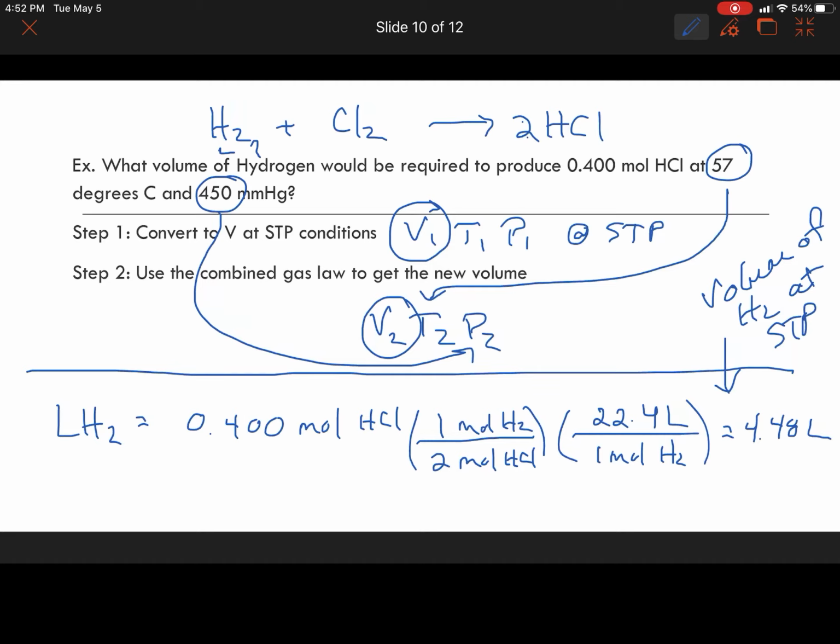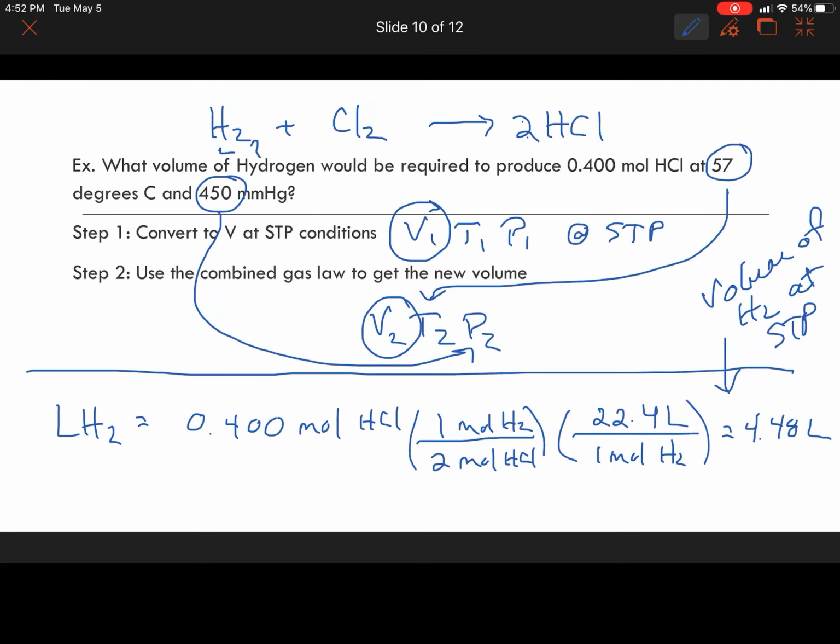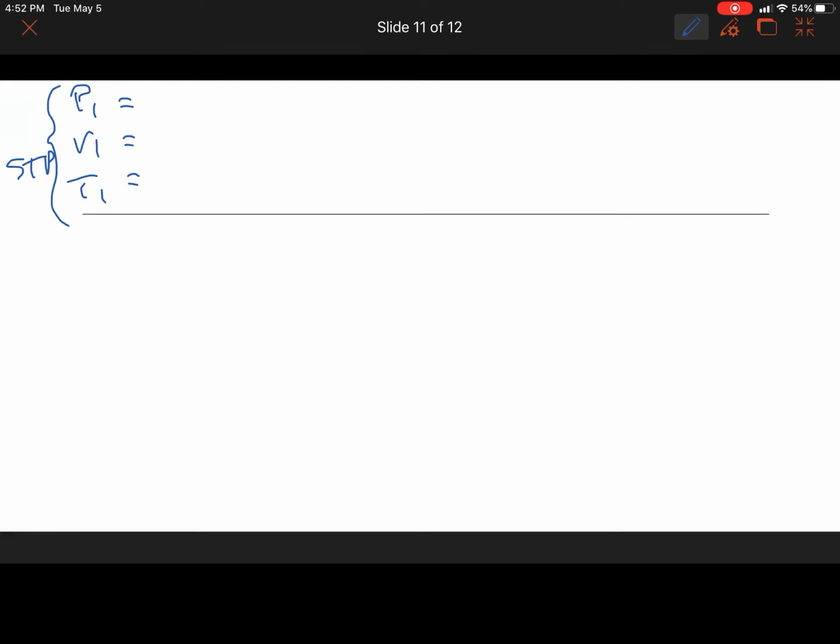Okay, we're going to do the second part now of this question where we use the combined gas law. Okay, so I'm going to set my variables up here. P1, V1, T1. Remember, these conditions are at STP. So the pressure at STP, now I can say 1 atmosphere of pressure, but if I look back, the pressure here is given in millimeters of mercury. So I'm going to go ahead and use that unit just to keep it easy. So 760 millimeters of mercury.